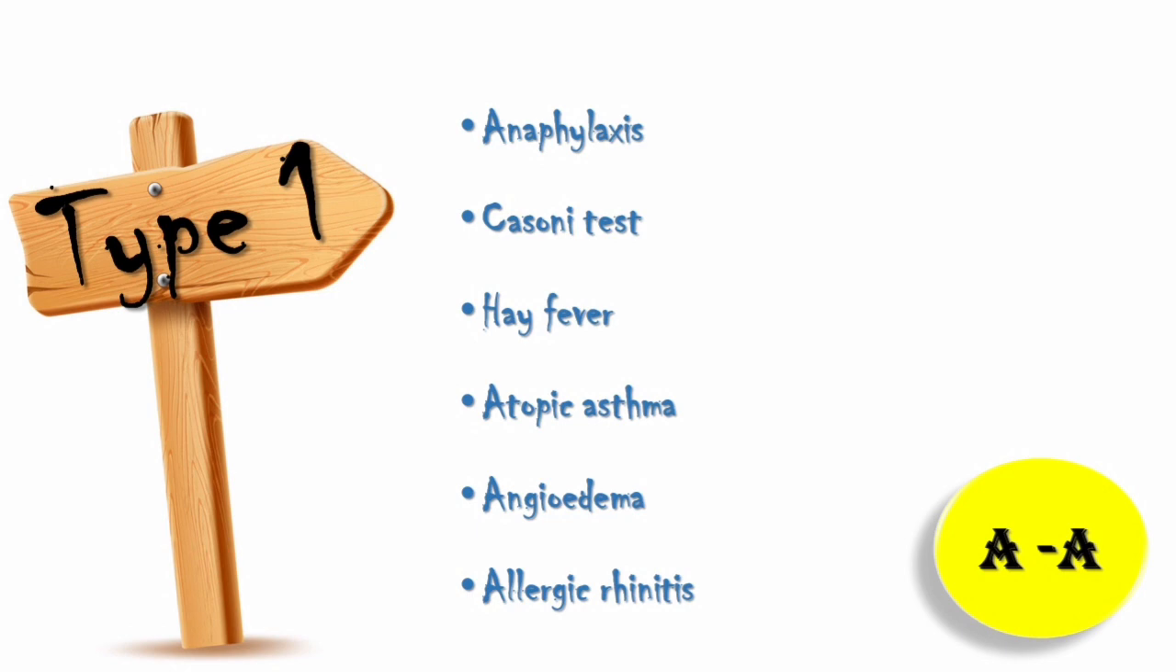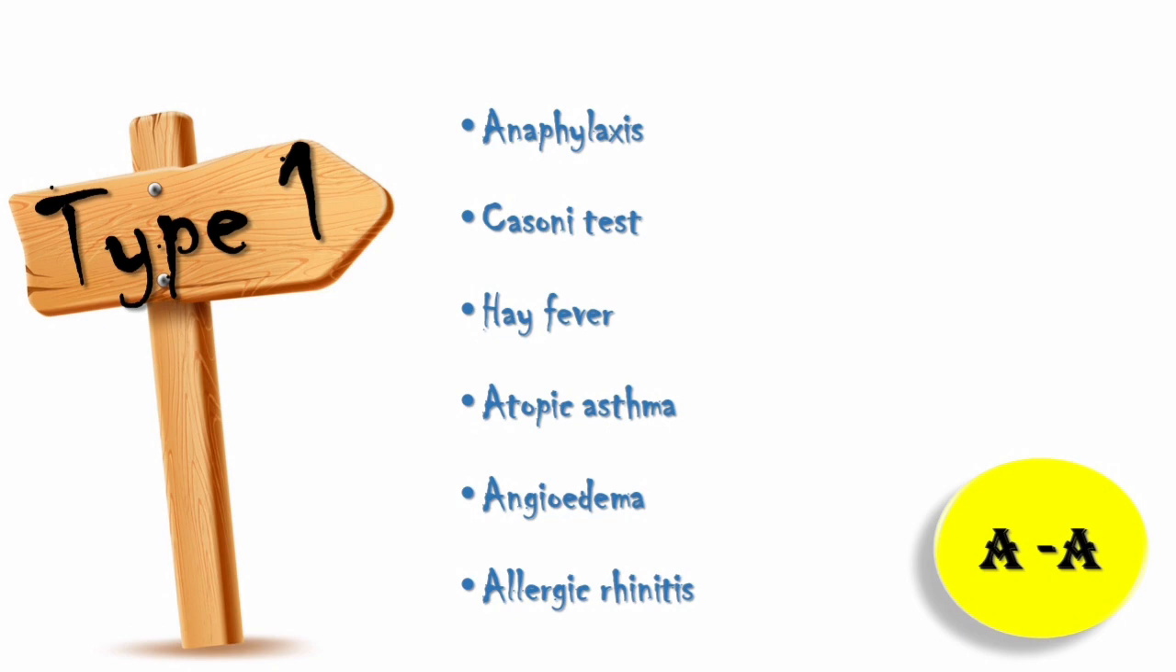Now, what are all the examples for type A or type 1 hypersensitivity reaction? Anaphylaxis, hay fever, atopic asthma, angioedema, allergic rhinitis and Casoni test. This is the most important one; they may ask a question about the Casoni test. So, Casoni test is hypersensitivity reaction type 1. So, type A or type 1 is anaphylactic reaction, which is mainly mediated by IgE, and the important examples are urticaria, hay fever, anaphylaxis, atopic asthma, angioedema and allergic rhinitis, and the most important one, Casoni test.